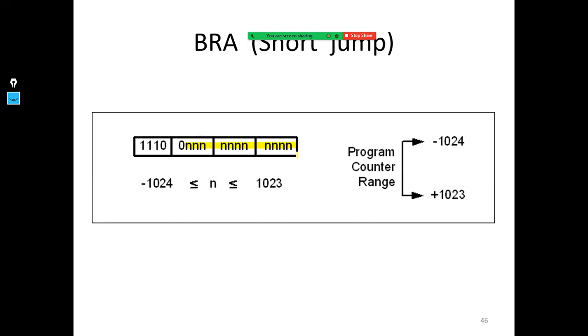We have to divide this range into backward jump and forward jump. So starting from the PC, we can go up to minus 1024 instructions or plus 1023 instructions. So this is the range of BRA. And how do we represent negative numbers? By using two's complement.